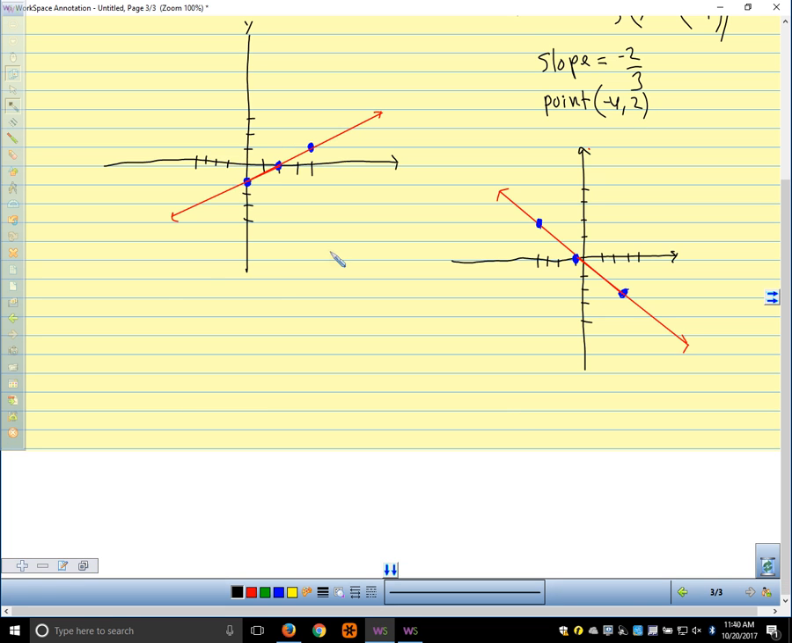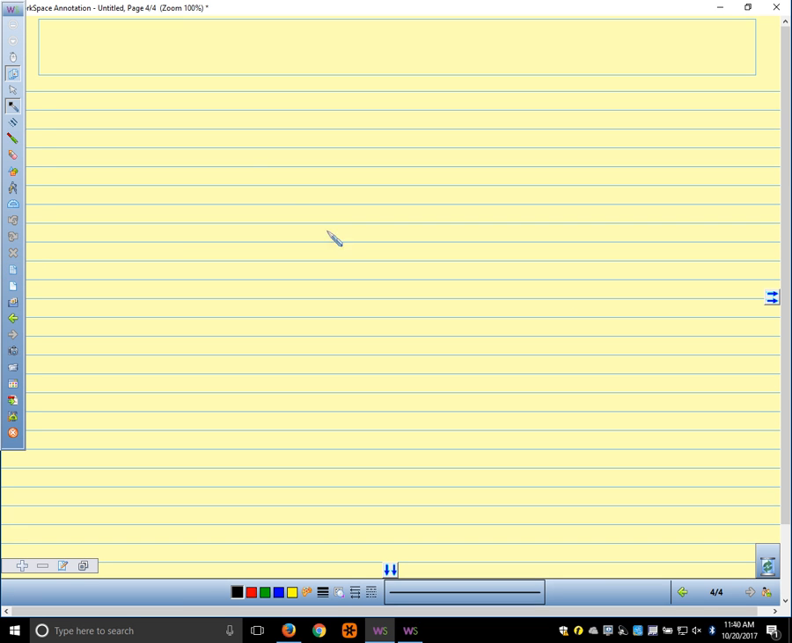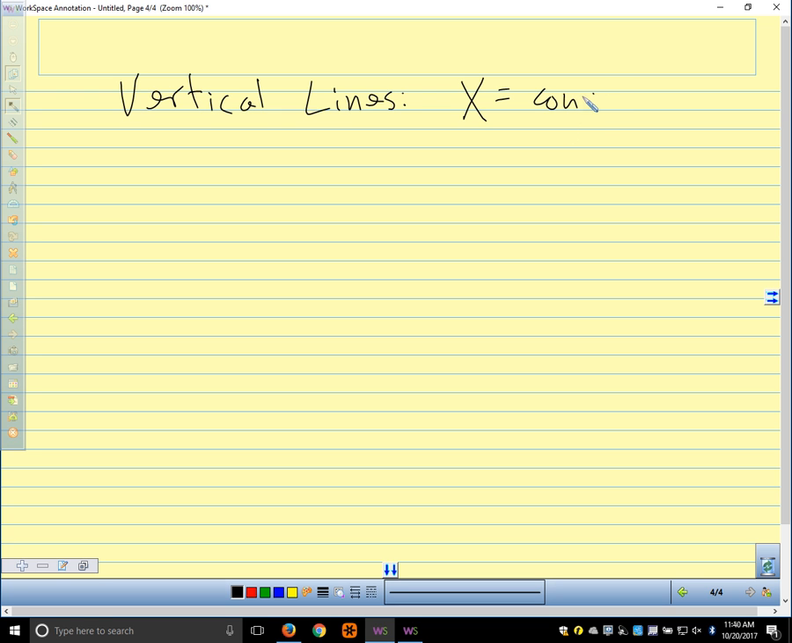All right, the last thing. Vertical and horizontal lines. The equation of a vertical line. No matter what y is, x doesn't change. We don't go side to side at all. So the equation of a vertical line is x equals a constant.